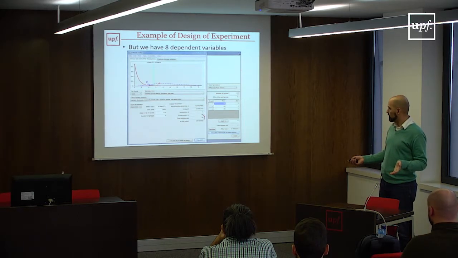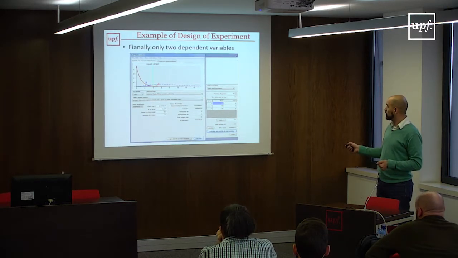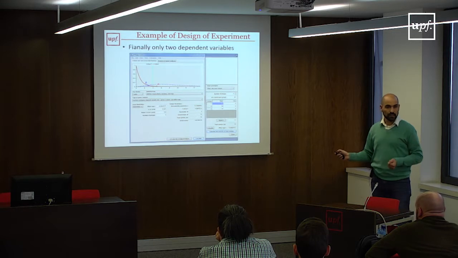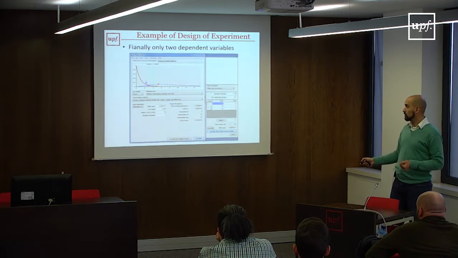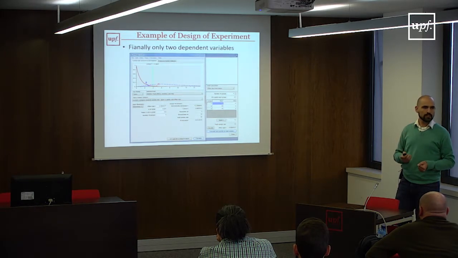So at the end, they just decided to use only 2 dependent variables for the study, which means using an error of 0.025, which meant for them that 75 subjects were enough.